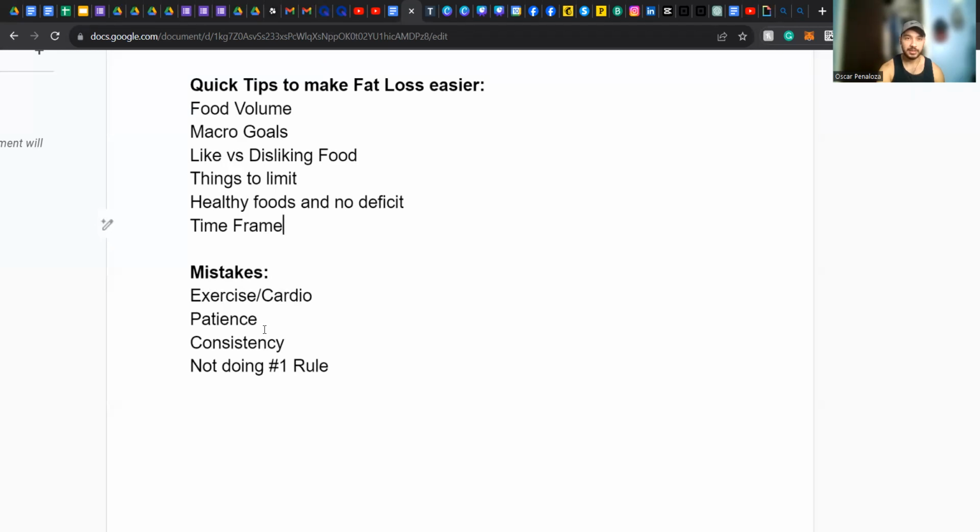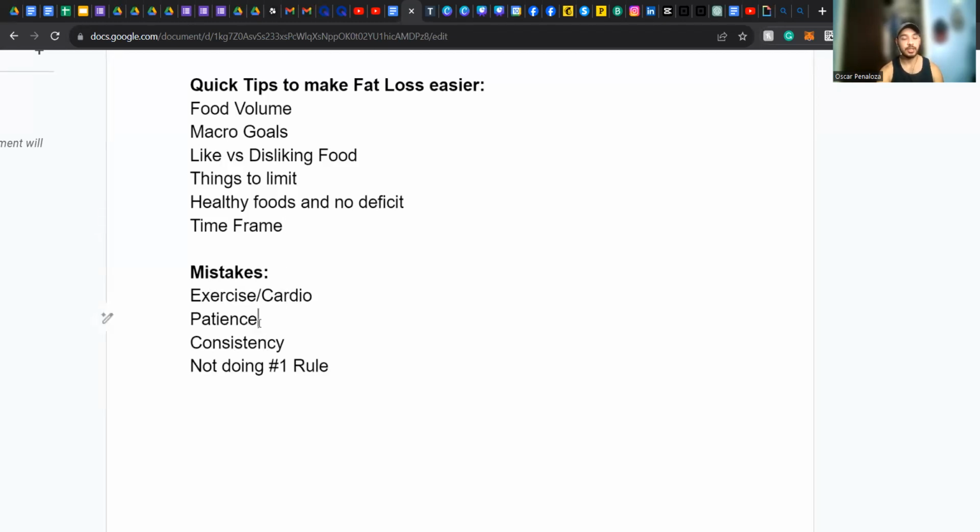A couple other mistakes that people make, I mentioned a little bit earlier, is exercising or doing cardio in order to lose fat. Over-relying on exercise, big mistake. Do not do that. You're going to put a lot of effort into it, you're going to burn yourself out, and then you're going to want to quit. So I'm just telling you this now. Don't do it.